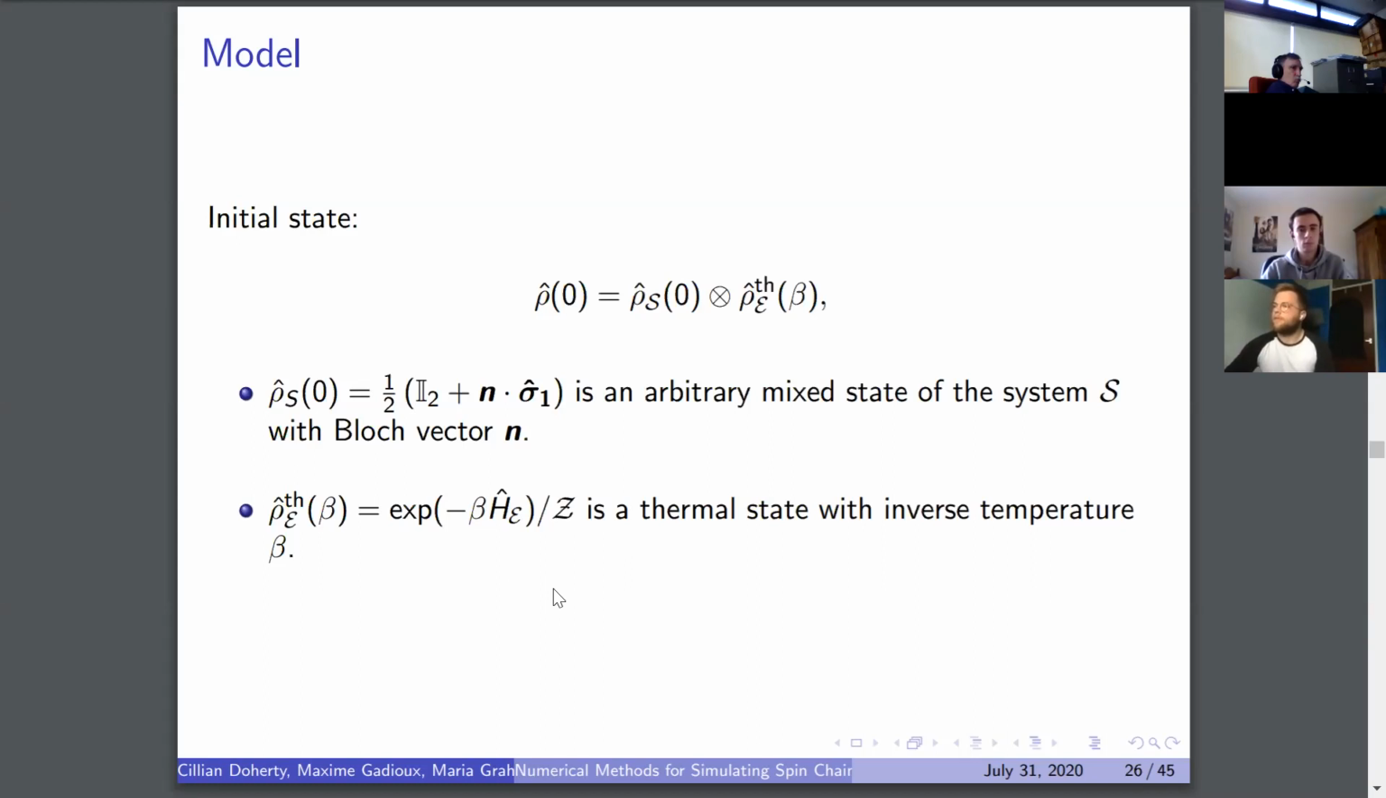Are there any questions about the model or the setup or anything? Okay, Grant, just stop me if there are any questions.